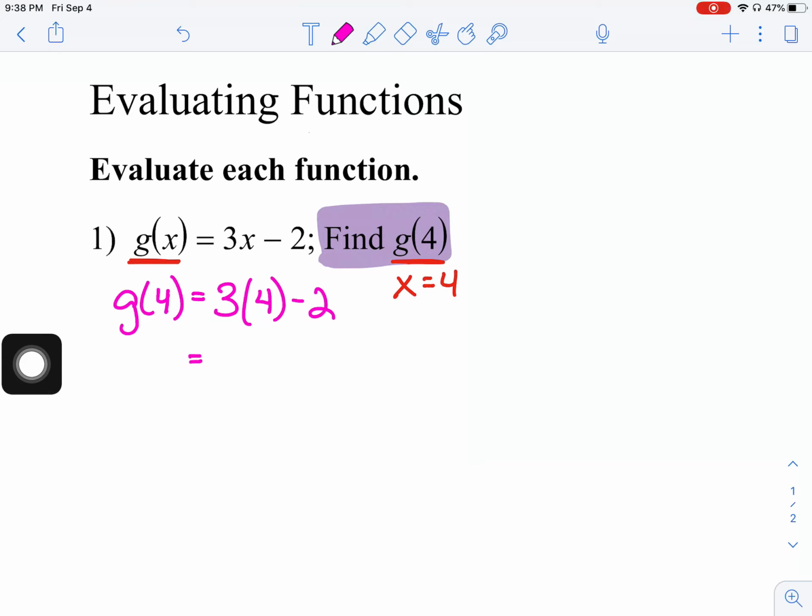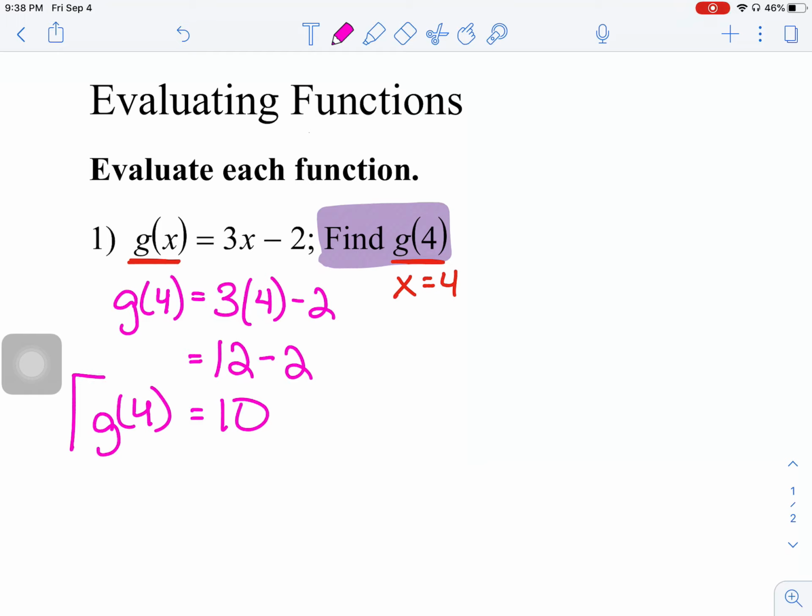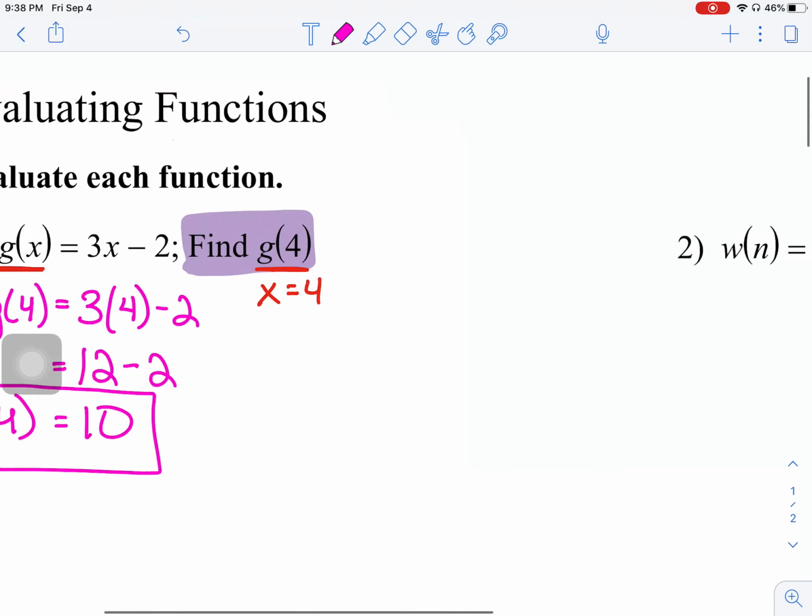So multiplication comes before subtraction. So we're going to do 3 times 4 is 12. 12 minus 2 makes 10. So you would tell me g of 4 is equal to 10. And that's it. So we replaced x, in this case, with what value it was. So x got replaced with 4, and we just simplified the expression using order of operations. We've got a couple more examples to do, and we'll see what those look like.